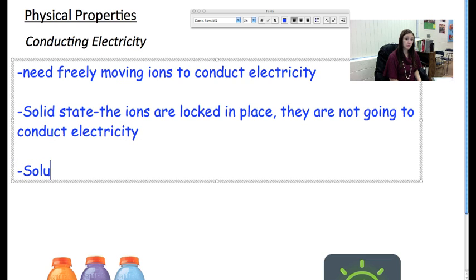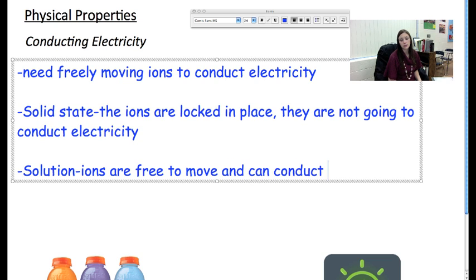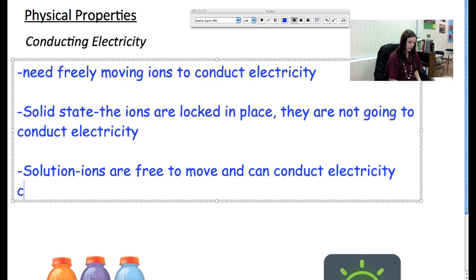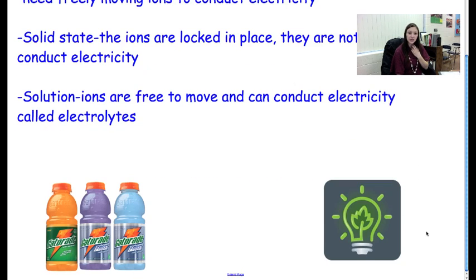But when they're in a solution, meaning they're dissolved in water, the ions are now free to move, because once something dissolves, it separates. We're going to look at that a little later on in the year. But here, the ions are free to move. And we call these electrolytes. So when you see things like Gatorade, and they say they have all these electrolytes, it's because they have all these ions that are moving.